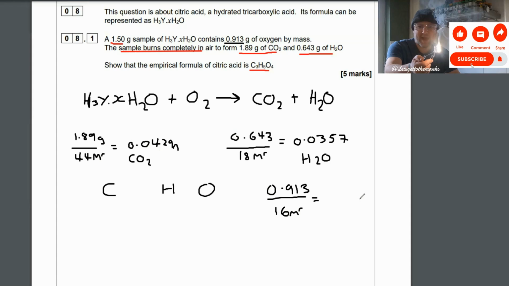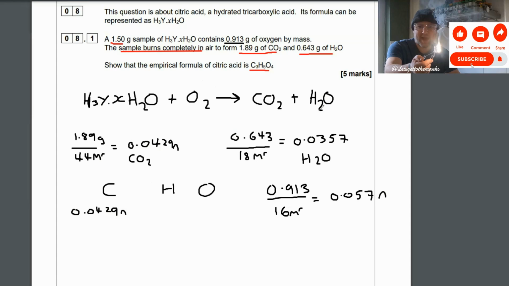So now we've got the moles of carbon dioxide and water. Let's work out the moles of oxygen. You can see at the top we were given 0.913 grams of oxygen. So if we divide that by the MR, it's really the AR of oxygen because it's an atom, we get 0.057 moles of oxygen atoms. So let's write these all down. We have 0.0429 moles of carbon based on the fact that that's how many moles of carbon dioxide were formed.